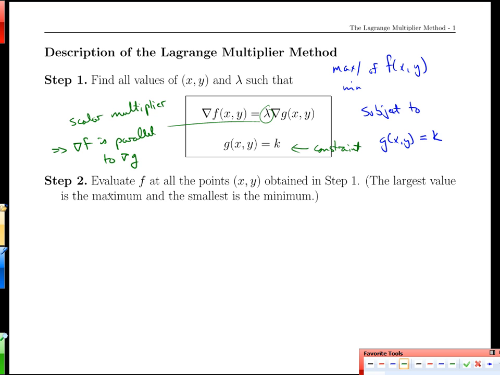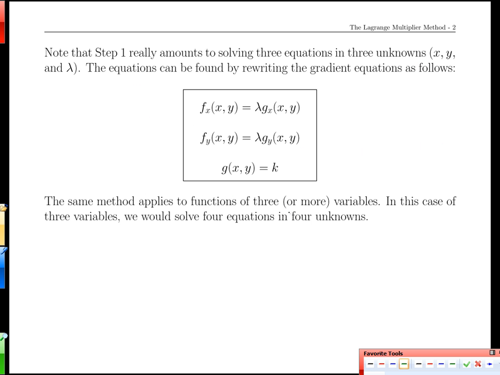The place we're going to go next is, once we have the x and y's that satisfy these equations, we're going to evaluate the function at all the points, and guess what? The biggest one is the maximum, and the smallest f value corresponds to the minimum of our function. So this is going to be straightforward. In practice, here's how we're going to work it out.